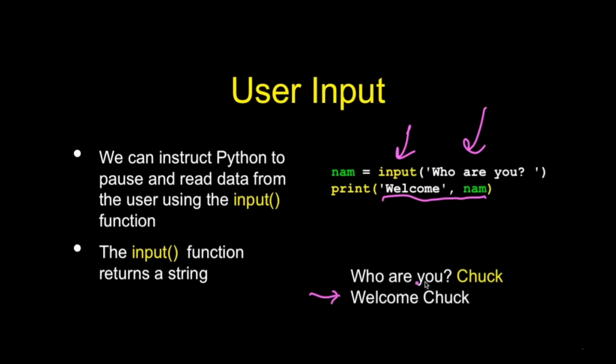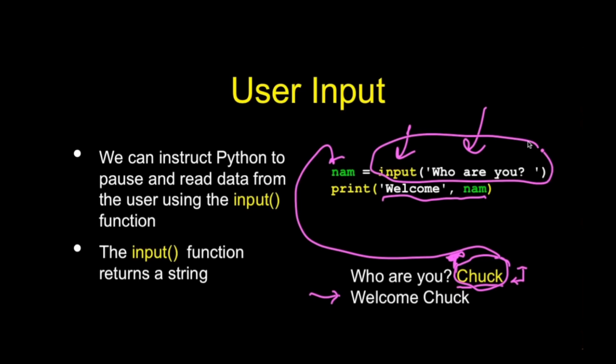So it says, who are you? And then right here it just sits, waiting for us to type something. So we type Chuck, and then hit the enter key. We hit the enter key, and then this text ends up in this variable. So this is an assignment statement: Chuck, the result of the input call, gets copied into the nam variable.